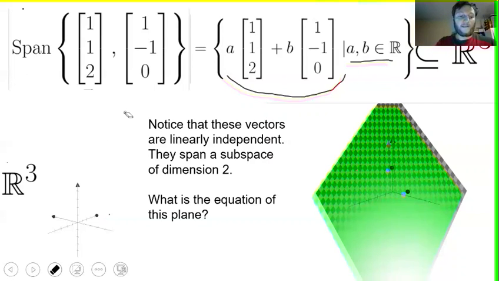Also, exercise for the watcher: find the equation, the Cartesian equation, for this plane. I'll put it on the next slide.